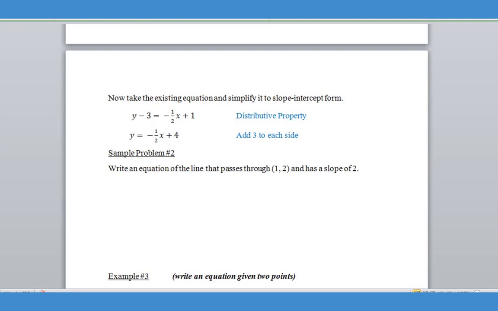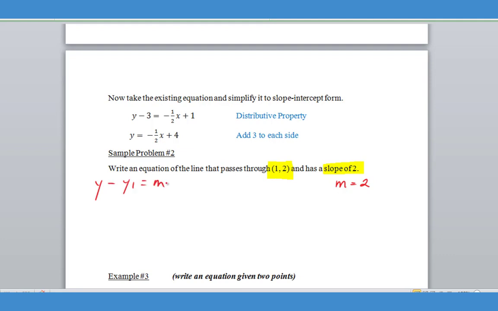So using that example and the point-slope form from the concept summary, go ahead and work sample problem number 2 for us. Hopefully you've had a chance to do that. It gives us 2 parts here. It tells us that we have an equation that passes through 1, 2, and I immediately recognize that as not being the y-intercept. Then it tells me I have a slope of 2. Keep in mind that the slope is the same thing as m, so m equals 2.